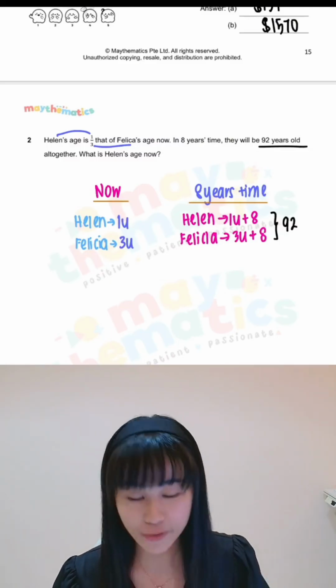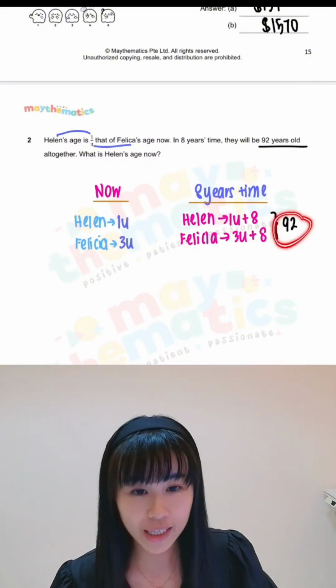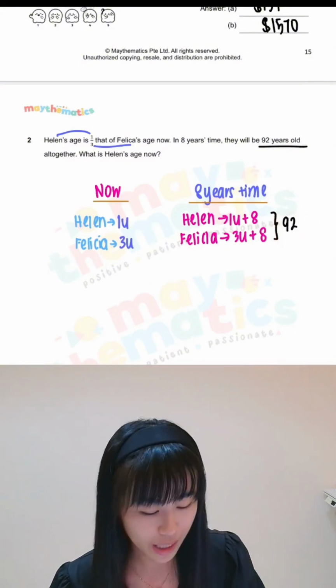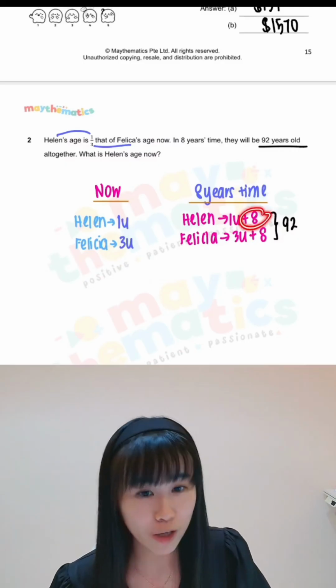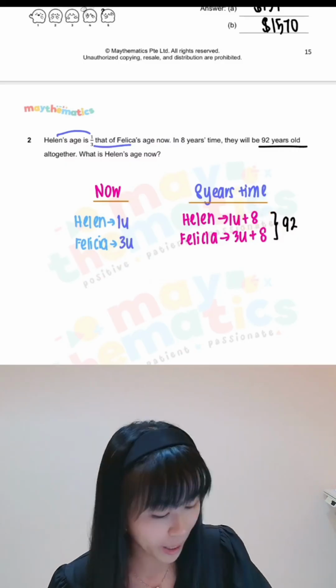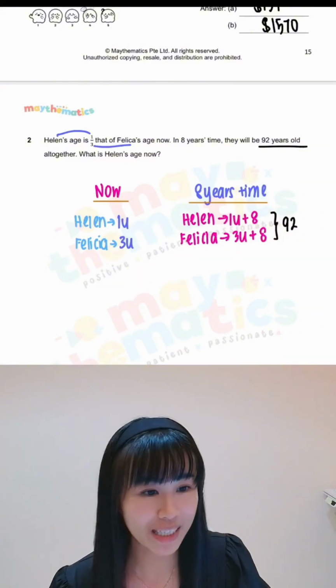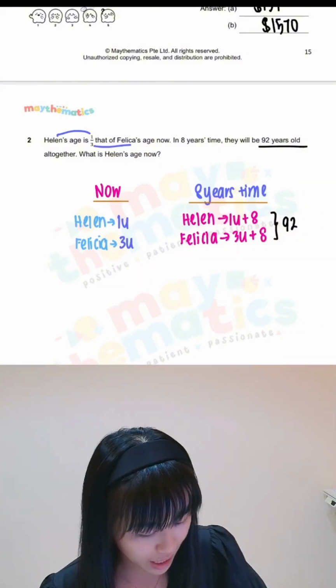The common mistake for this question is that students take 92 and minus 8 one time only. Then they think it equals 4 units. But that's not true, because if you minus 8, you're only minusing 8 for one student. But here there are 2 students. So you must minus 16. Very good. Minus 8, minus 8. Then you get 4 units.